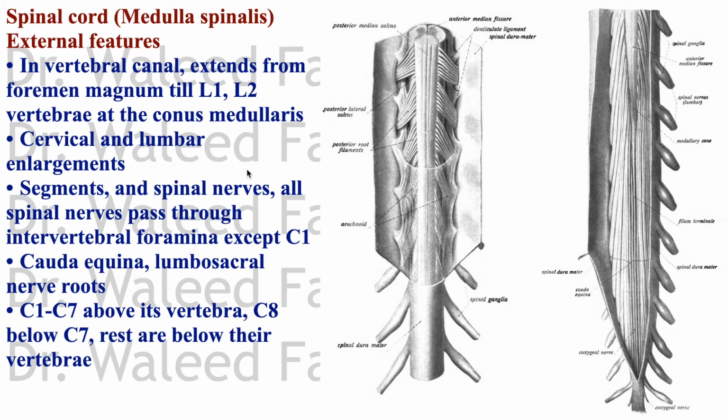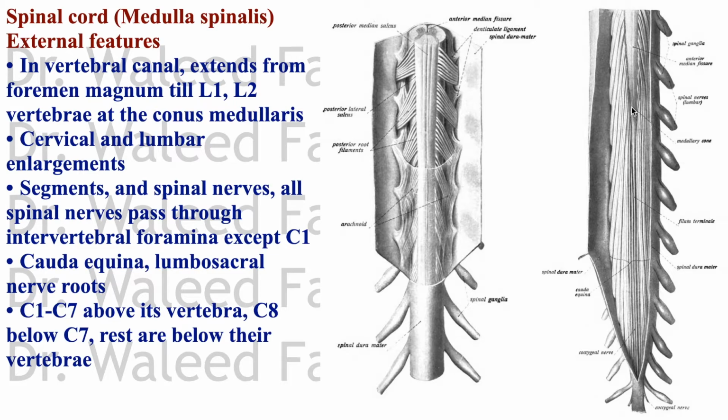The medulla oblongata continues in the vertebral canal as the spinal cord. That's why the spinal cord is called the medulla spinalis. The spinal cord is in the vertebral canal and extends down to the level between the L1 and L2 vertebrae, and the end of which is called the conus medullaris.